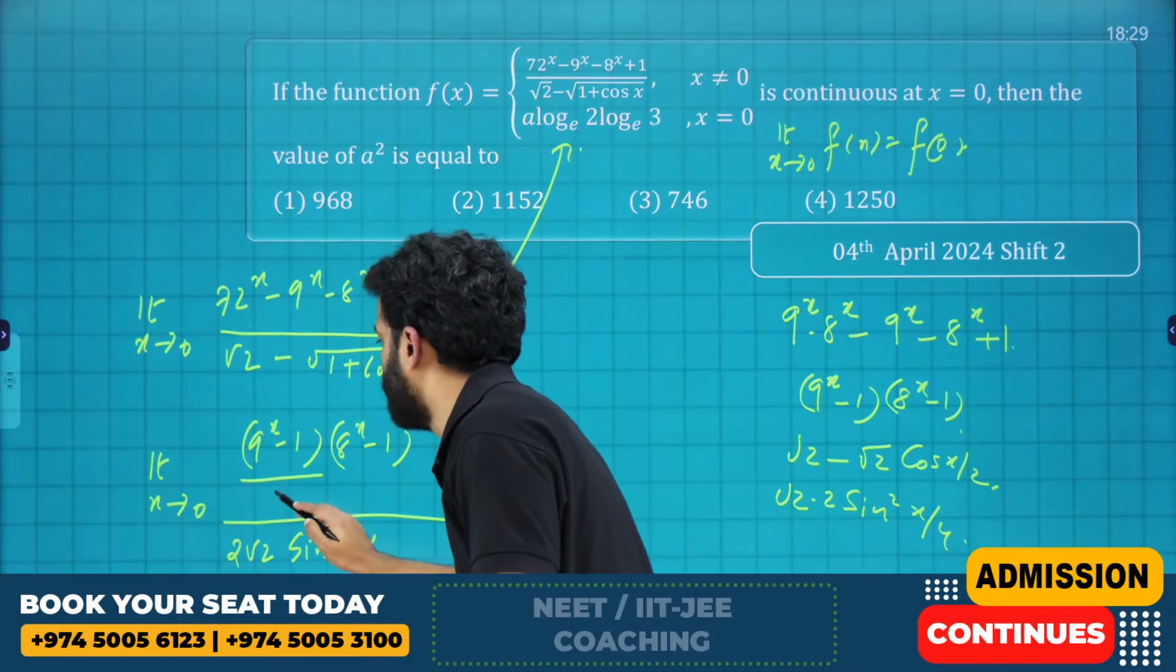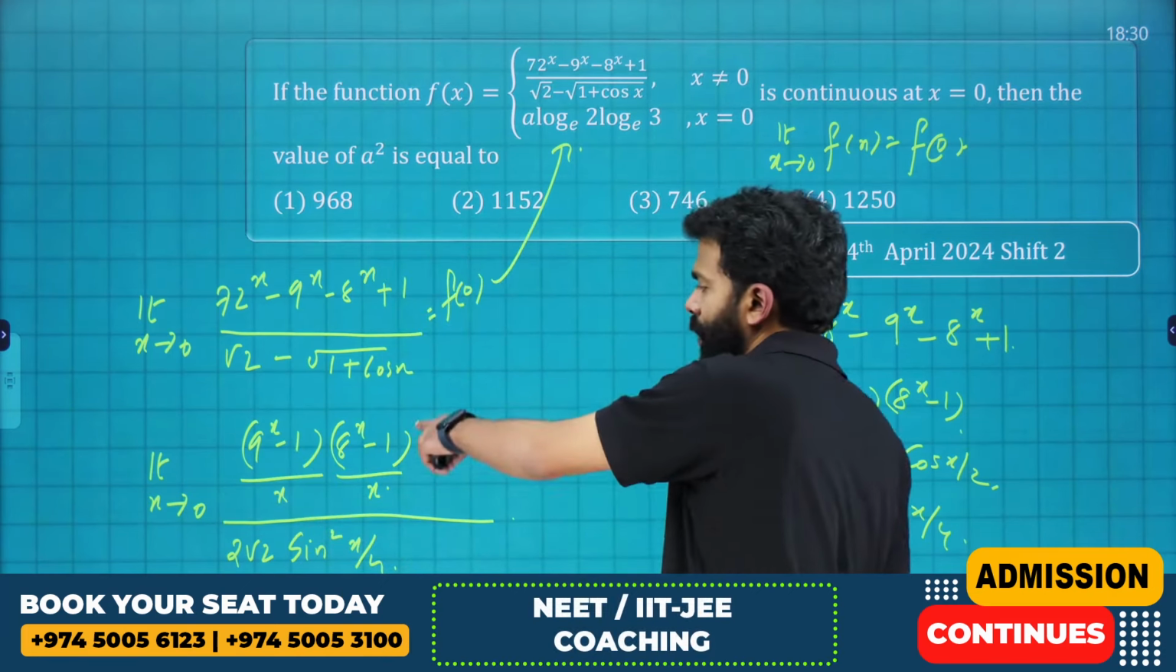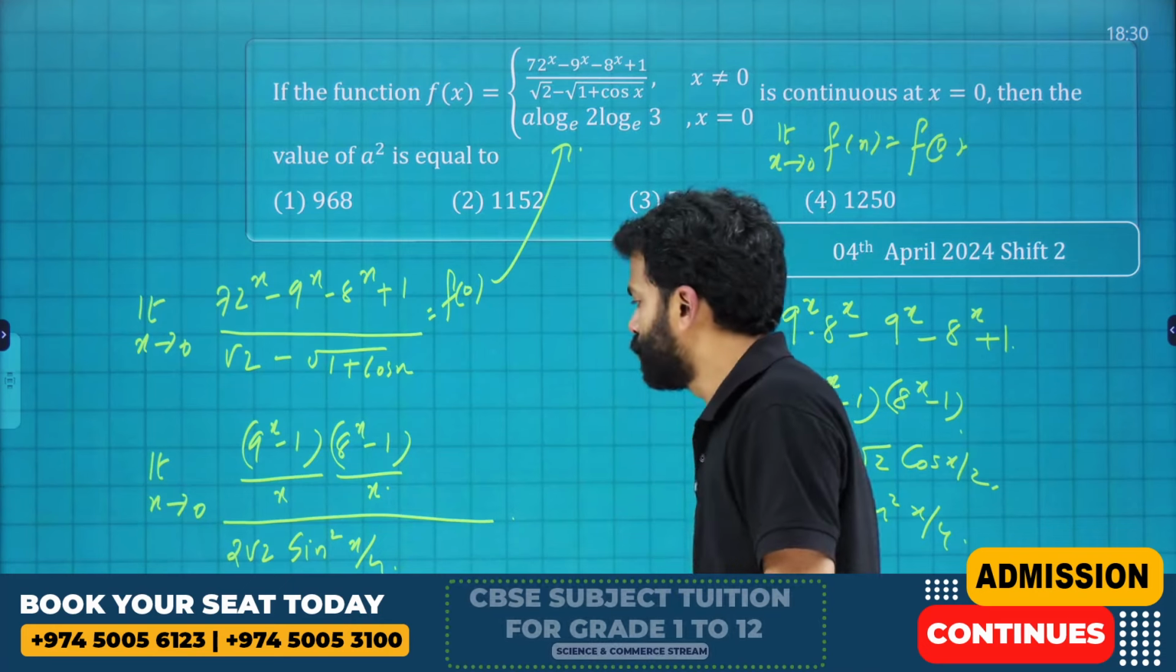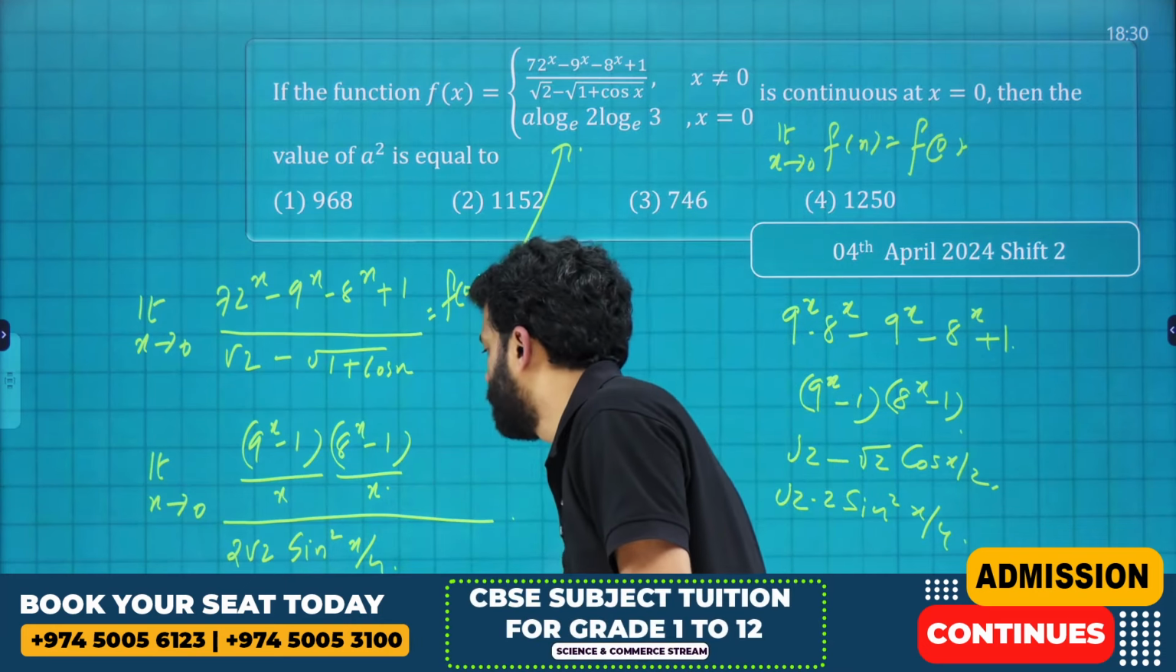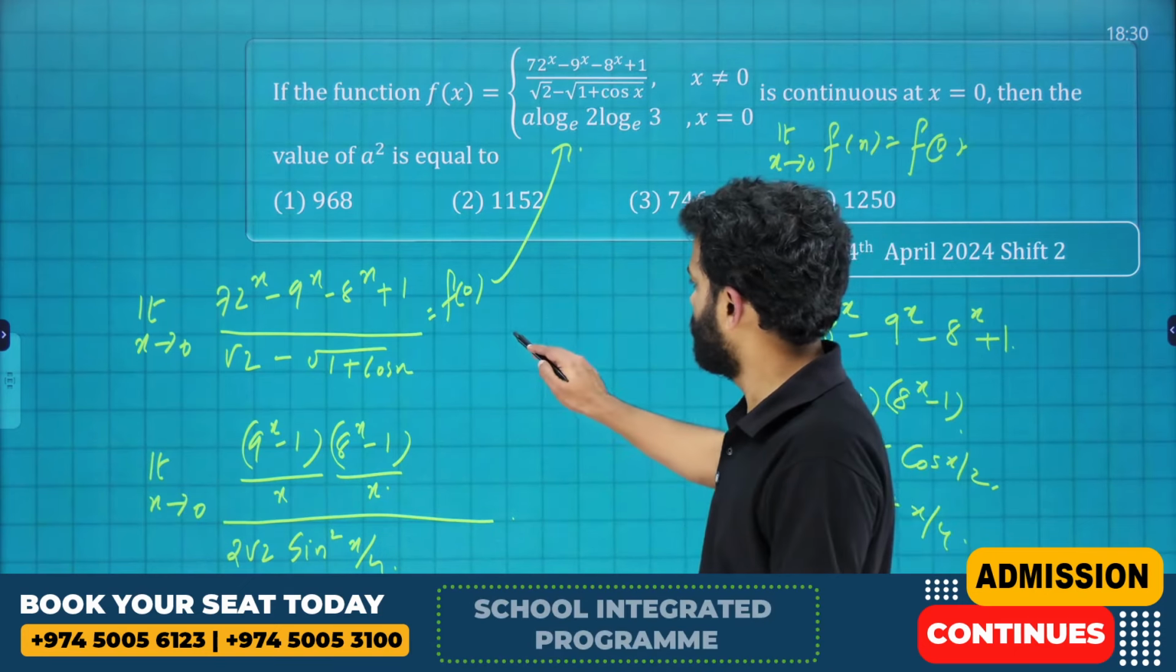Therefore, here what should be needed? X. Therefore, assign x there. And here also what was needed? X. So we have divided the numerator with what? X square. So in order to balance it, we need to divide the denominator also with what? X square. Okay. Slight modification is needed here.